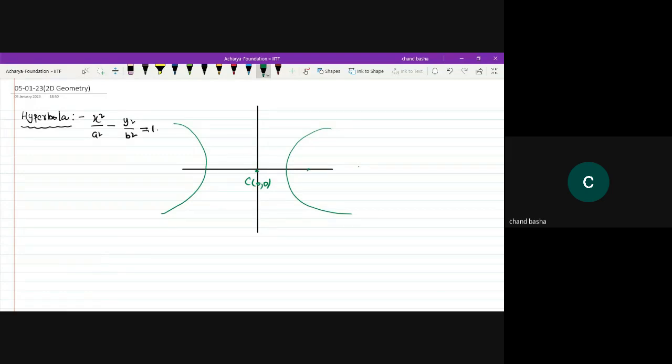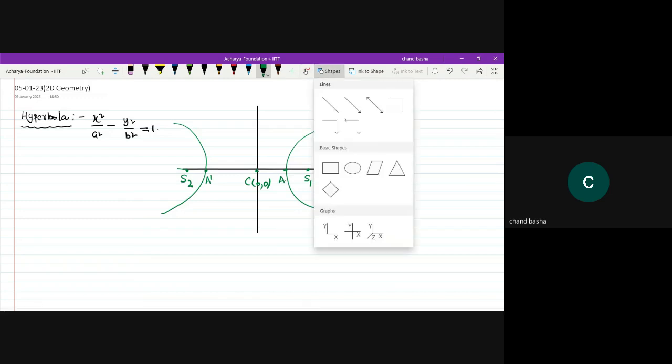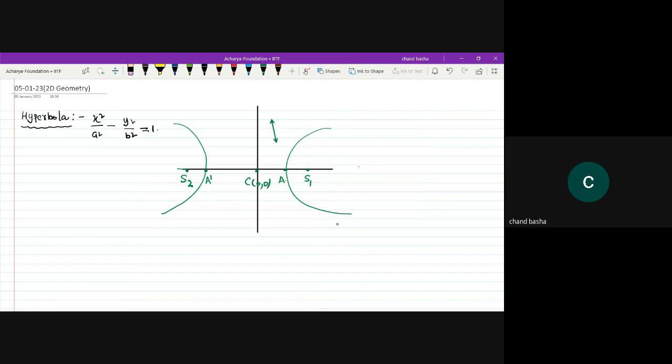And as I said, always your focus will be inside your figure. And on the left hand side, you will get S2. It is also inside your figure. And you know that where your curve bends on the x-axis, we can call it the vertex. It is A dash, and on the right hand side, the positive side, it is A. And you know that the directrix, the line we call a directrix, is always outside of your figure. It can act as a boundary of your figure. So this is one directrix.